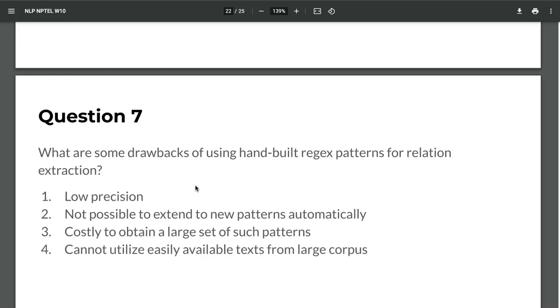But what if there are other patterns to represent the same relation? If you only rely on this kind of hand built regex pattern, there are cases when you will fail. Suppose I'm giving an example: a relation called capital of. After studying all these 100 or 200 examples, you find maybe 2 or 3 hand built regex patterns.